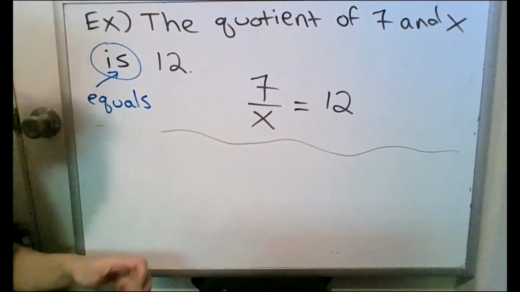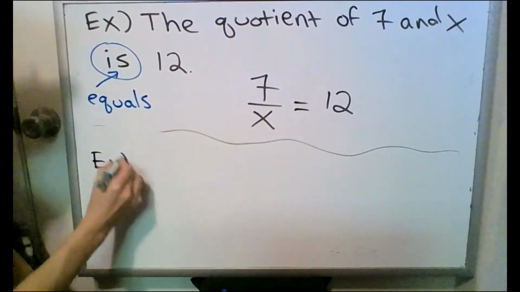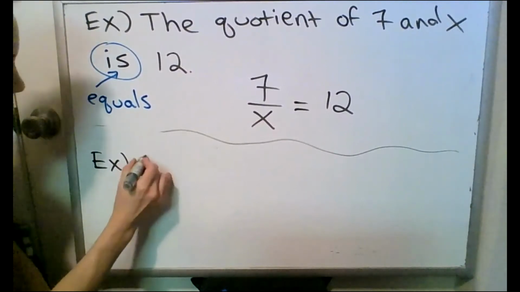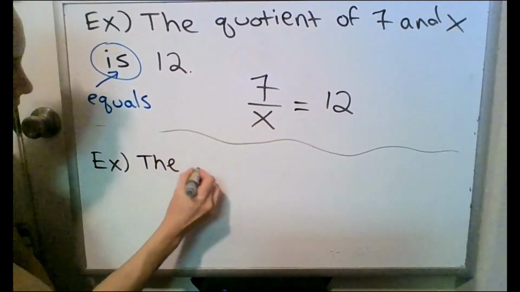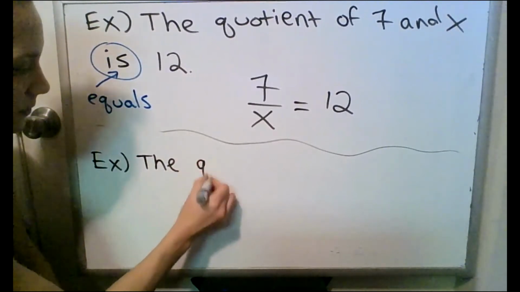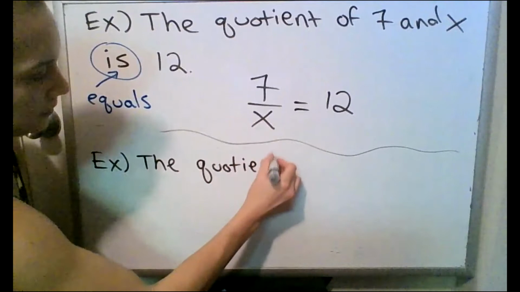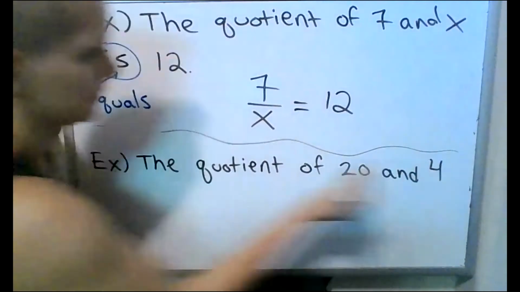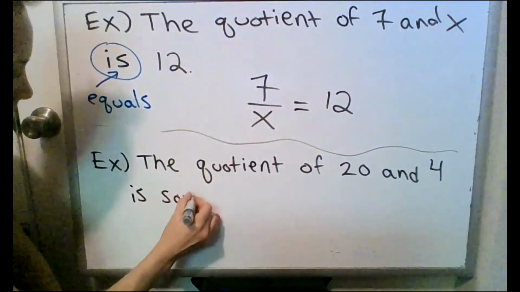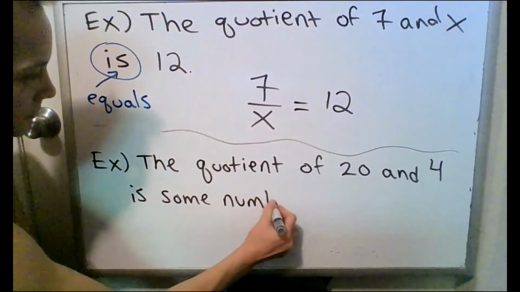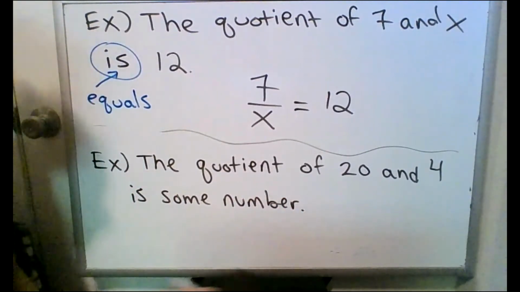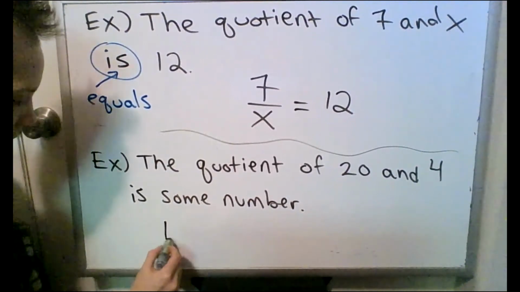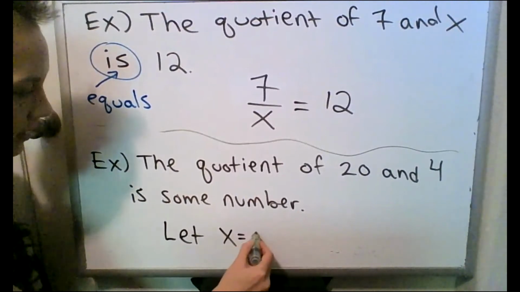And again, I just want to make sure the quotient questions are clear. So we want to do one more. The quotient of 20 and 4 is some number. If you don't know the number, you call it something. You define your variable. We're going to use x. Let x be the unknown number.